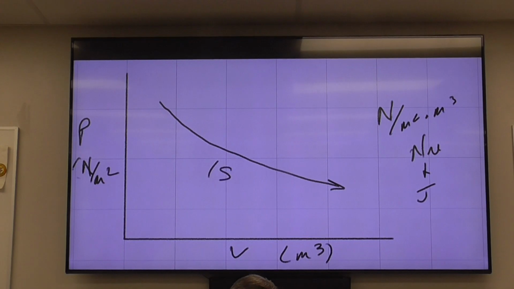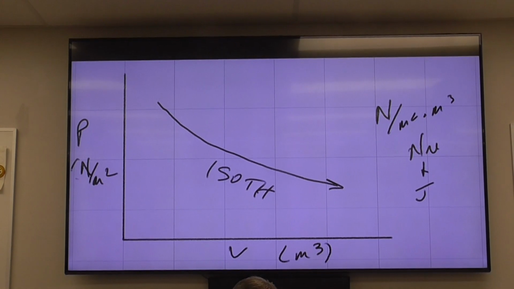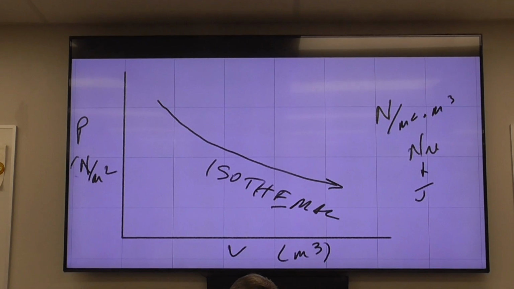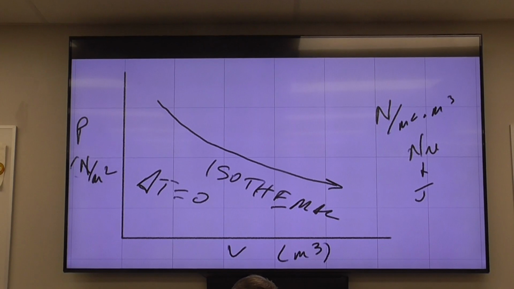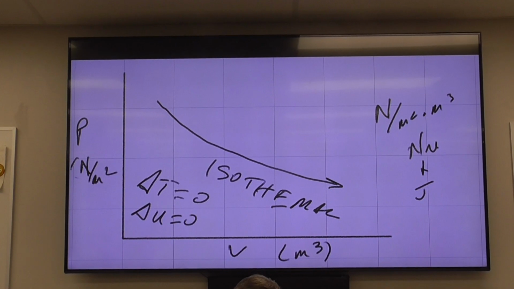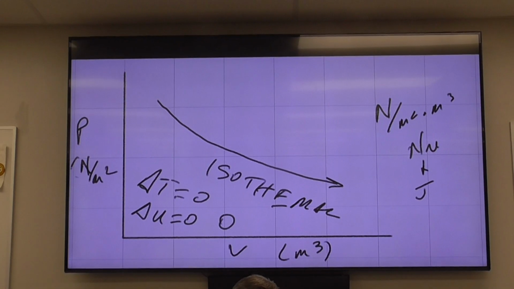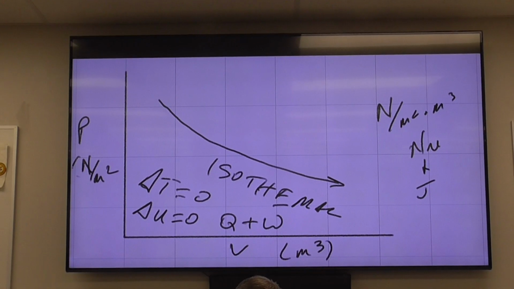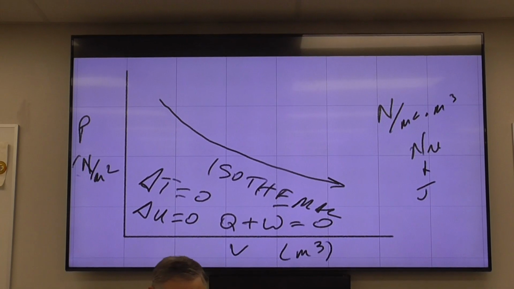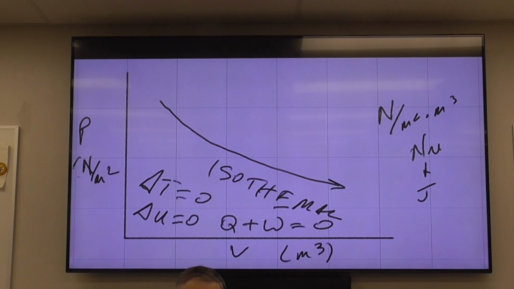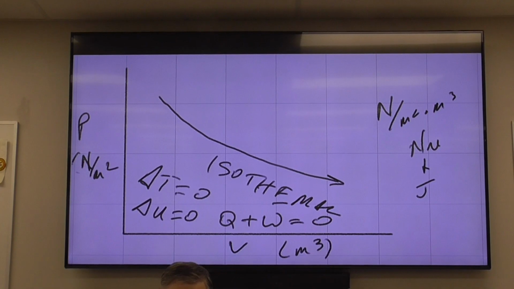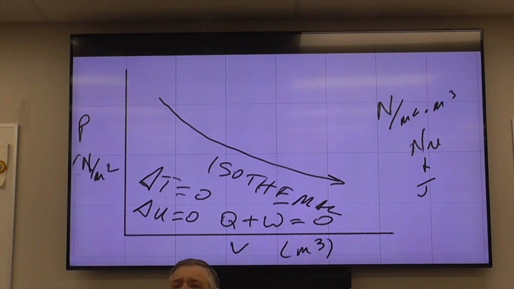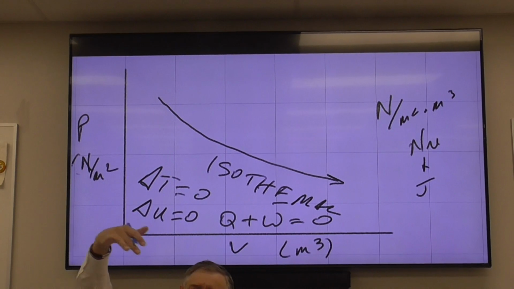You can have an isothermal line, okay, which means your change in temperature is going to equal 0, which means your delta U is going to equal 0, which means your Q plus your W have to add up to 0. So what that means on an isothermal expansion or contraction is that whatever energy you put into it is however much work you do, or however much energy you take out of it, that's how much work was done on the system.